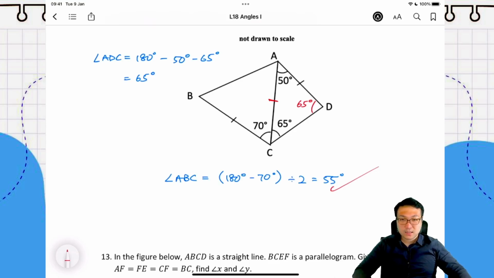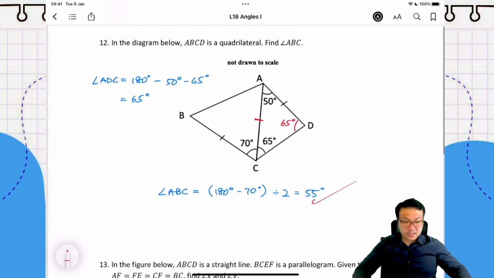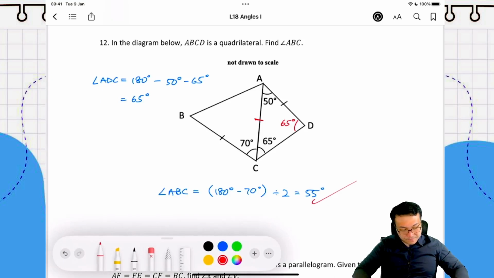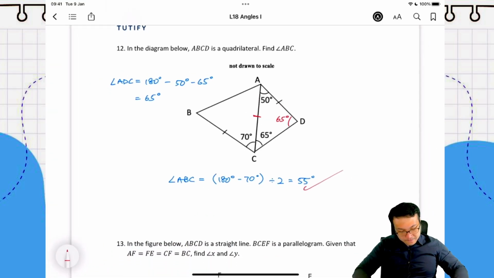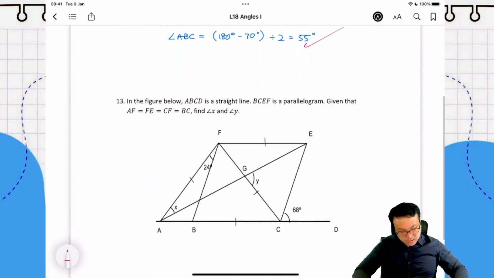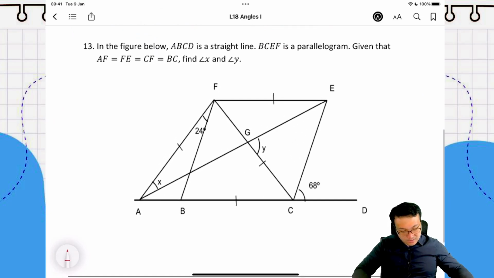Okay, so students, we just need to identify isosceles triangles. Okay? So let's move on to question 13. Everyone, can you take some time to try question 13? Find angle X and angle Y. Kaden Xia already got it. Kaden Lim also got it.